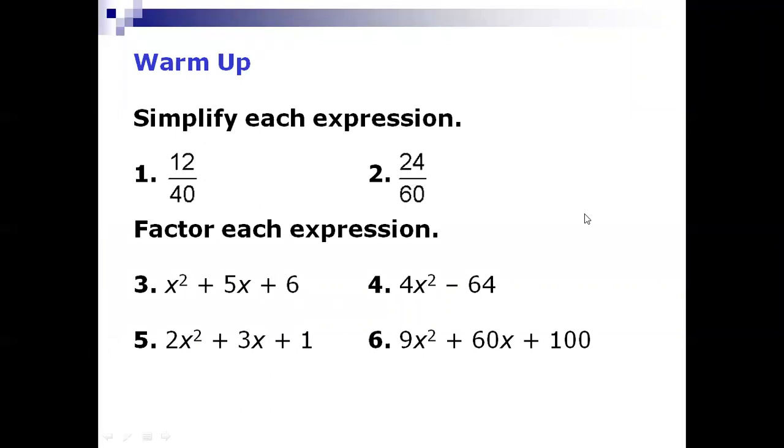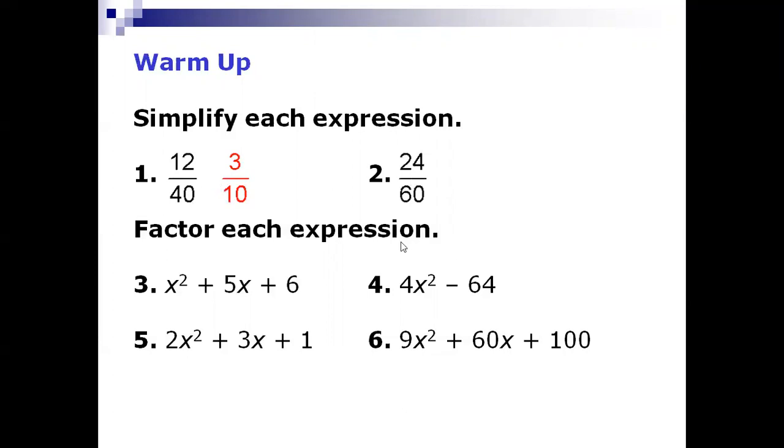Before we have the example, let's take this one as a short recap or review. Simplify each expression. Number 1, 12 over 40. What is the GCF that can divide your numerator and denominator? That could be exactly 4. So when you simplify 12 over 40, that's 3 over 10. 12 divided by 4 is 3. 40 divided by 4 is 10.